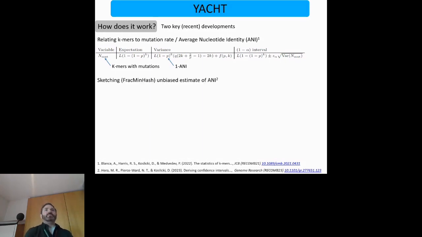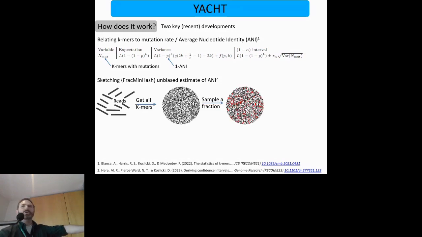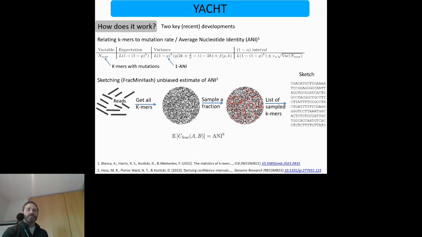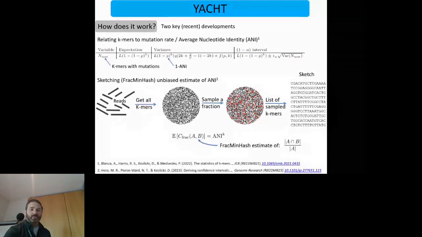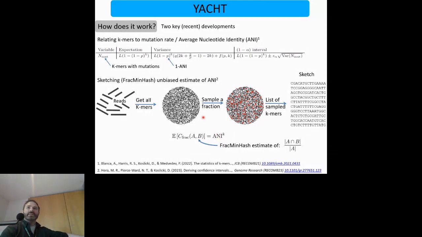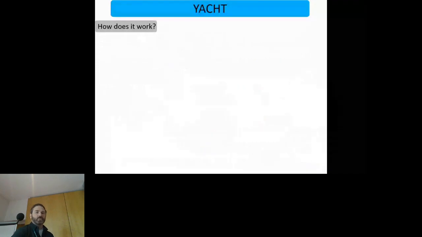Secondly, there's this new sketching-based technique that you might have heard of called frac-min-hash, which is a way that we can very, very quickly compute statistics about k-mers. And it works basically by chopping up your reads into a bunch of k-mers, subsampling in a very special way, using this list of k-mers as a fingerprint of your data. And then from there, you can get an estimate of similarity, the containment index, that just happens to be, with this formula right here, exactly related to ANI. So from these sketching-based approaches, we can get ANI. From ANI, we can get statistics about what happens to the k-mers. You marry those 2 things up, and that allows YACHT to work.